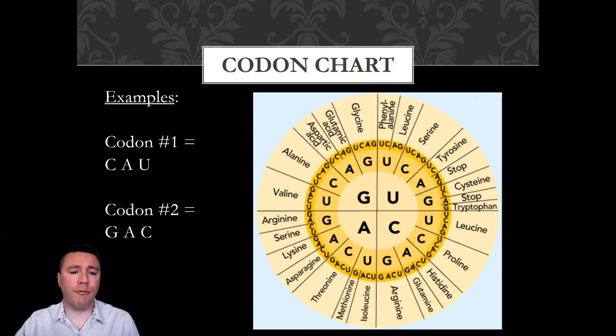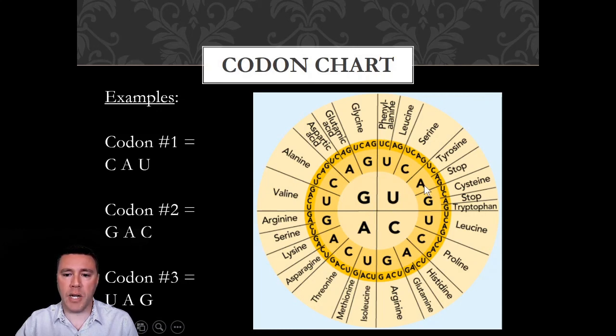Let's take a look at one final example. This time it's UAG. So we're going to start in the center, we're going to move to the U, then we're going to move to the A right here, and then we go to the G, and that one is one of the three special stop codons: UAA, UAG, and UGA. Those are stop codons that are special as compared to the rest of these.